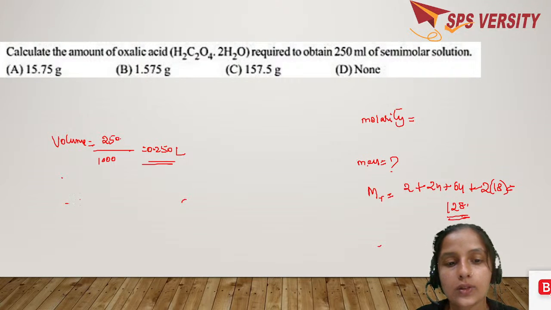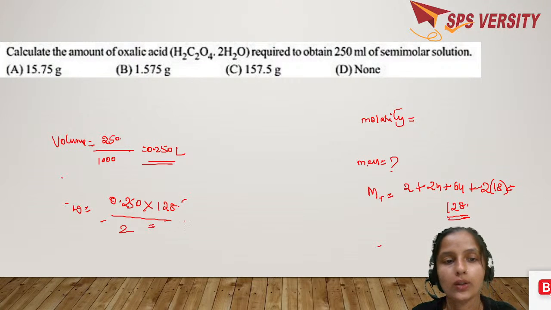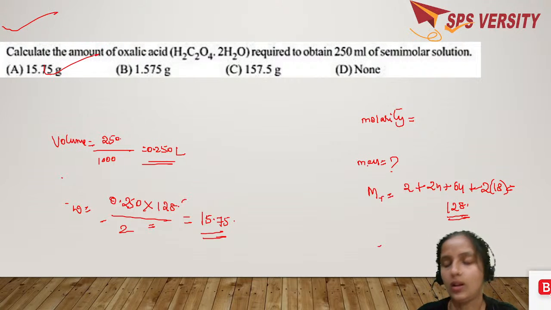What do you do for this? Weight of the solute is equal to 0.250 times 128 divided by 2. That's going to give you 15.75. That's the answer, the first answer.